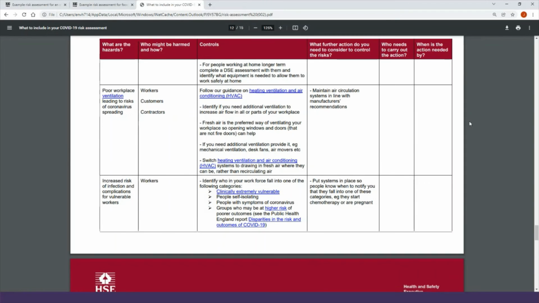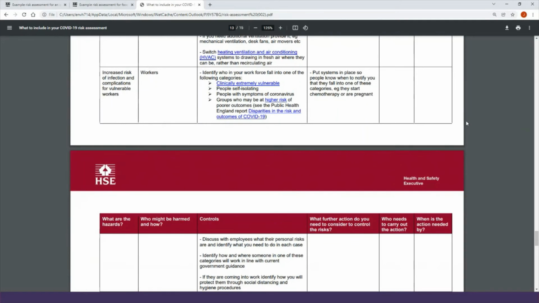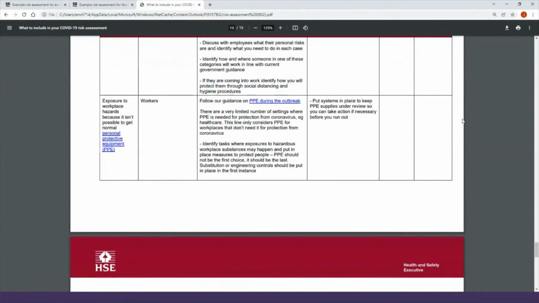You must also not forget vulnerable workers, and that includes those that are clinically extremely vulnerable. You might have pregnant women in the workplace, or new mothers. Make sure that you do an individual risk assessment with them, that it is regularly reviewed, and that you put in control measures for them. For example, if they're office based in a clerical role, they could work from home.